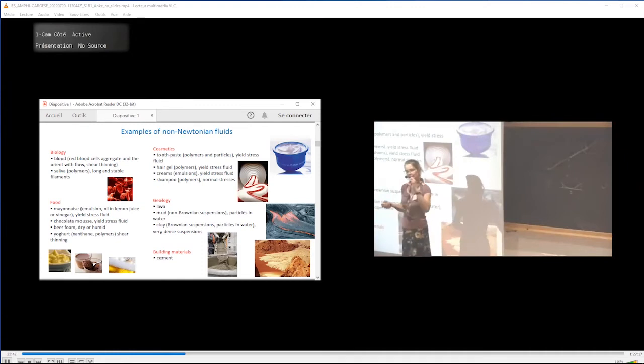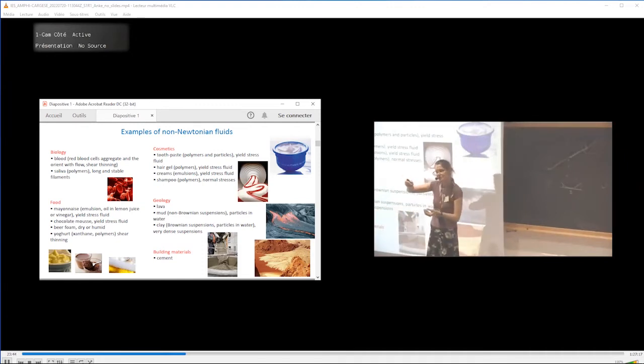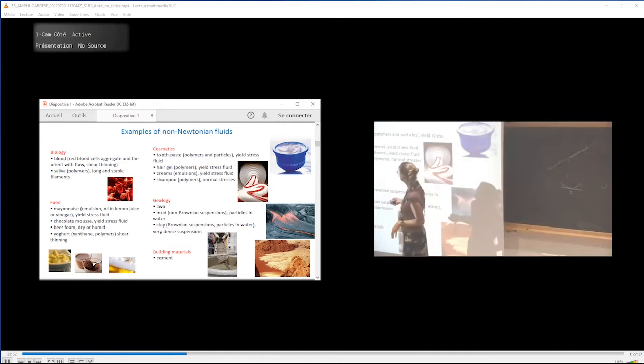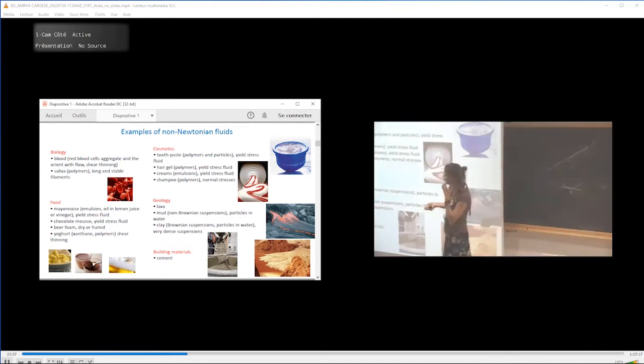We already talked about saliva. Saliva has this resistance to extension, which comes from polymers that are in the saliva. And there are many more biological fluids that you could cite. There are many applications in food and cosmetics. And we already talked about food, I think mostly in the general lecture yesterday evening.